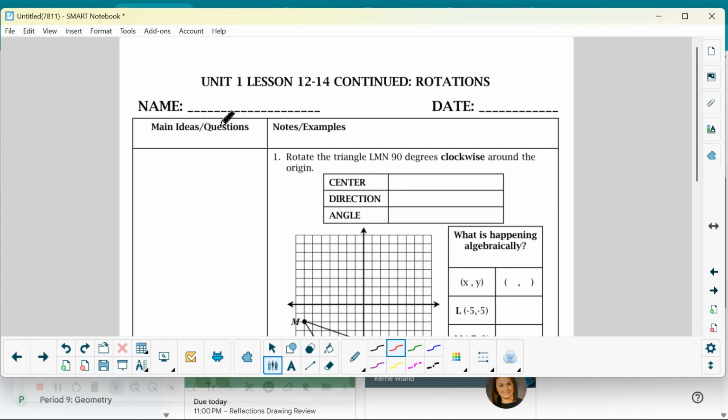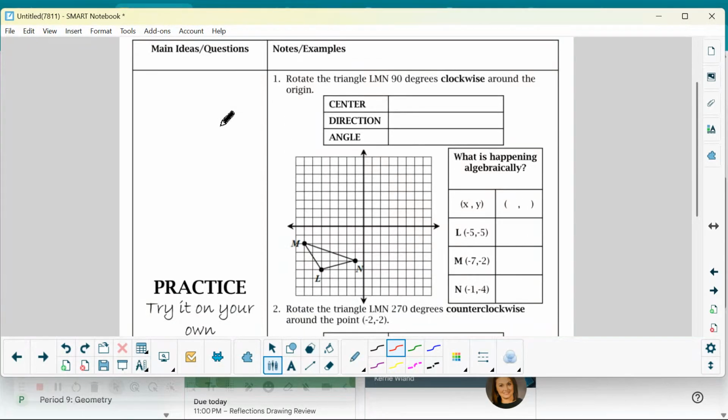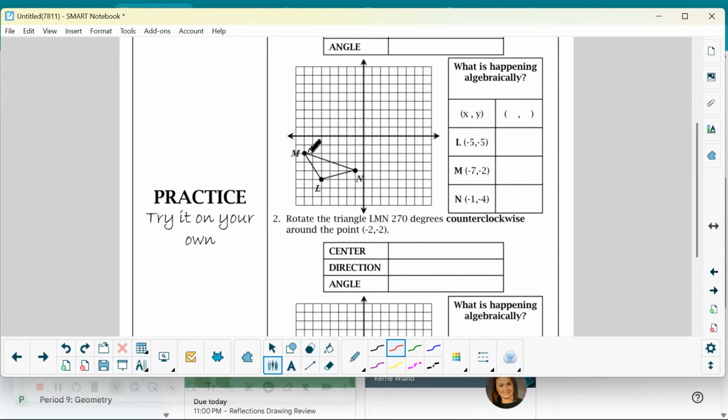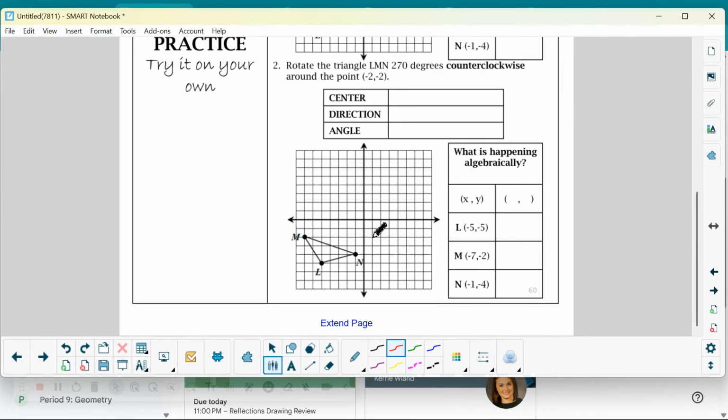You guys have 2 that I want you to try on your own. This is now not just a line segment, it is 3 different points. So go ahead, try these 2 on your own, and that's what we will go over on Monday.